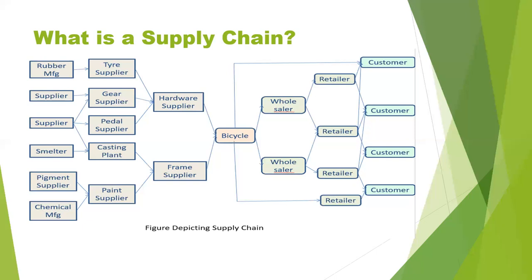Also some of the retailers will buy the bicycles directly from the manufacturer. So this is the way the supply chain is involved. Starting from the raw materials, the raw materials are supplied and converted into a finished good, and this finished good is distributed to various retailers, and from the retailers it is sold to the end customer.